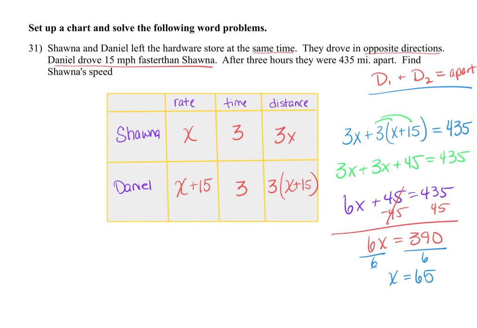So now I need to make sure I solved for what they're asking for. They're asking for who? Find Shauna's speed. Where's my x? My x is for Shauna. If they had asked for both of their speeds, I would also need to put his. If they asked for just his, I would have added 15 to that, okay? But they asked for Shauna's, so I am done with Shauna's.